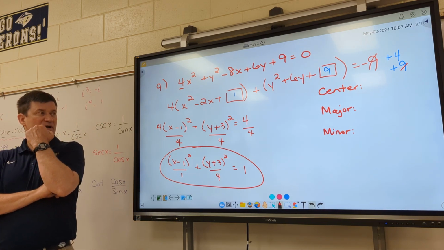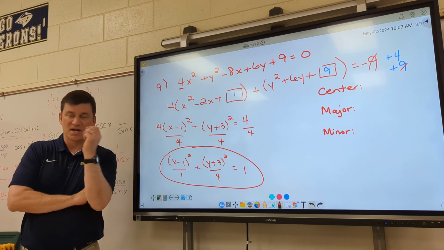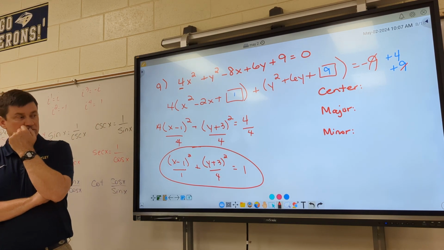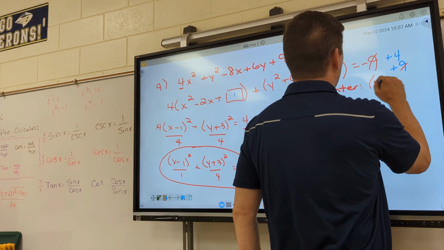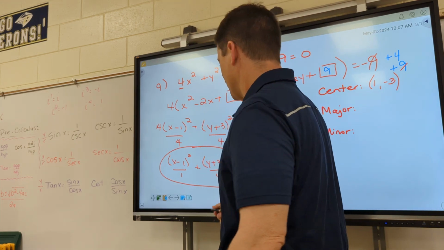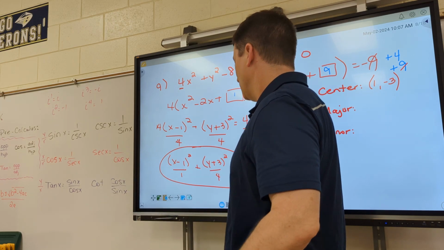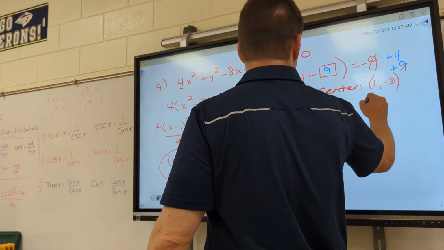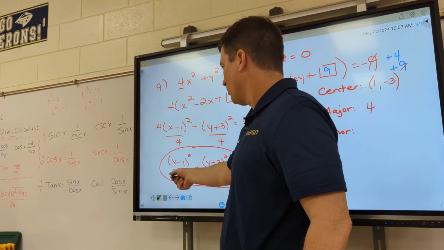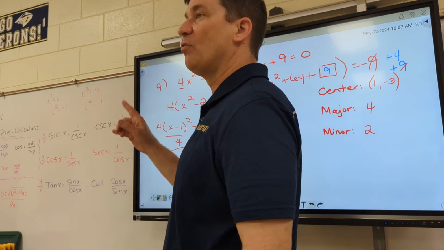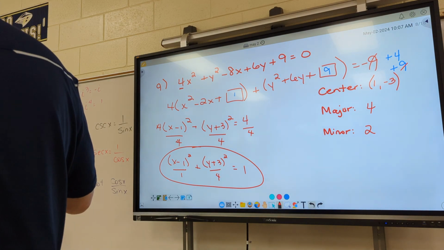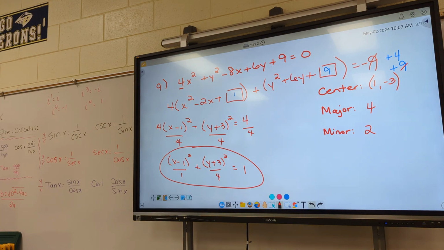All right, Logan, what's my center going to be if that's my standard form? 1, -3. 1 and -3. How do we find the major? Bigger number. Which number? 4. Good. Square root of 4 is 2, double it's 4. Minor, square root of 1 is 1, double it's 2. All right, I'm going to do one more with y'all, and then hopefully y'all can do 11 and 12 by yourself, right?